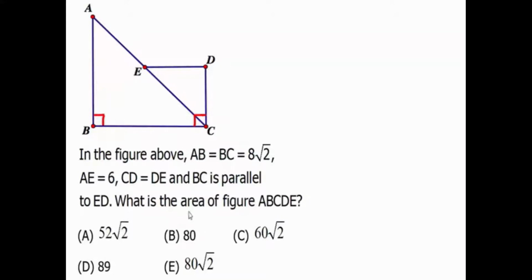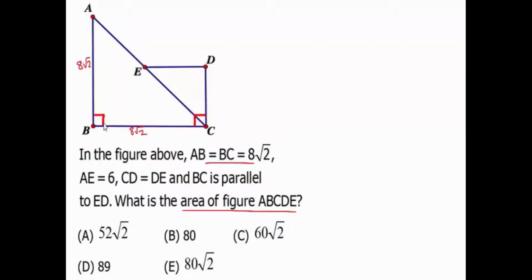We need to find the area of figure ABCDE, which is this one. And it's not one of the standard shapes. So what we can do is find the areas of the two triangles and add them up to get the area of the figure ABCDE. It's given that AB is 8 square root 2, and that's the same as BC. So this is also 8 square root 2.